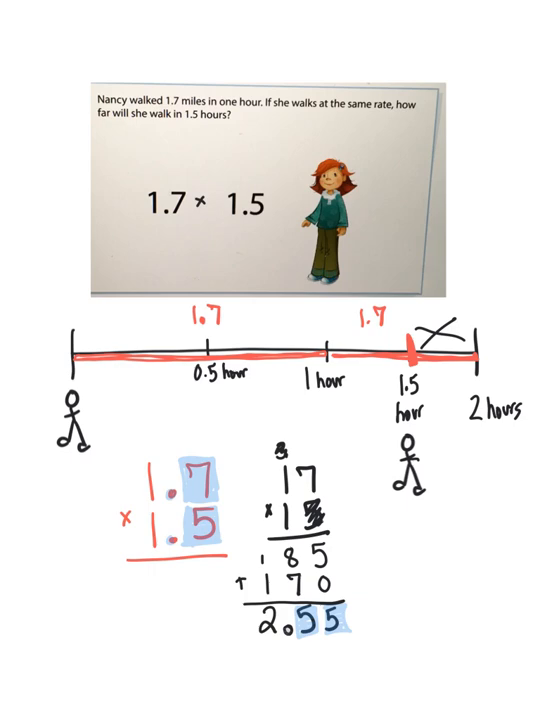So therefore, yes, I was right. The decimal point should go right here. She walked 2.55 miles in that 1.5 hours. And if you want to check it on a calculator, I invite you to go ahead and do that and make sure that I put my decimal point in the right spot.